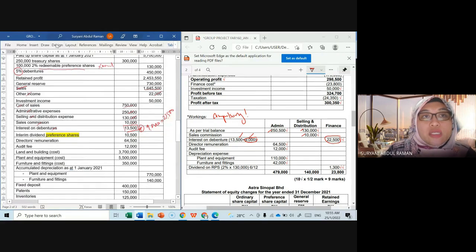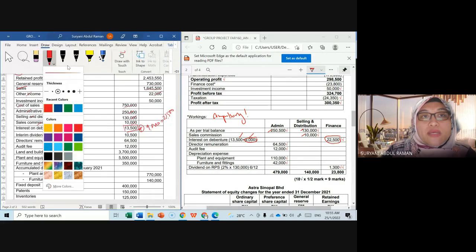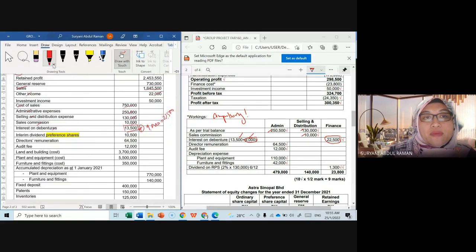Okay, next. Director's remuneration. Which expenses class? Director remuneration?